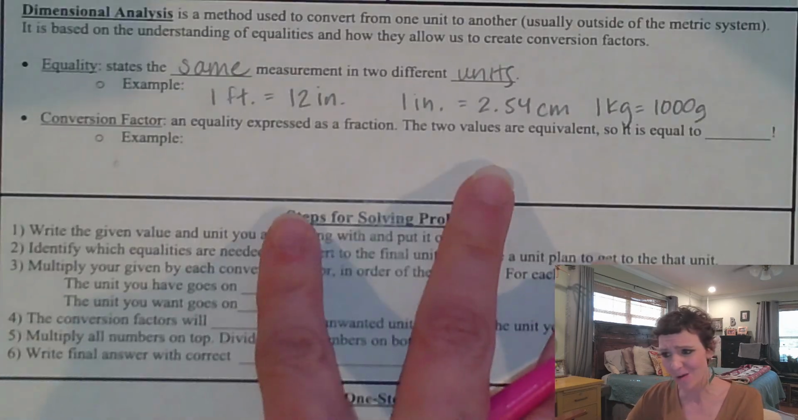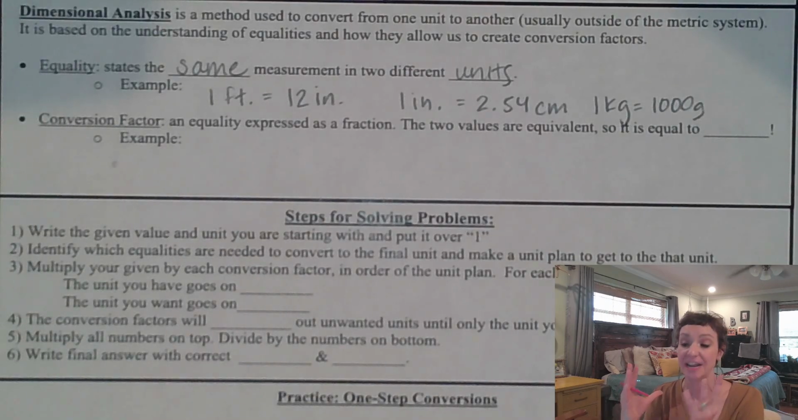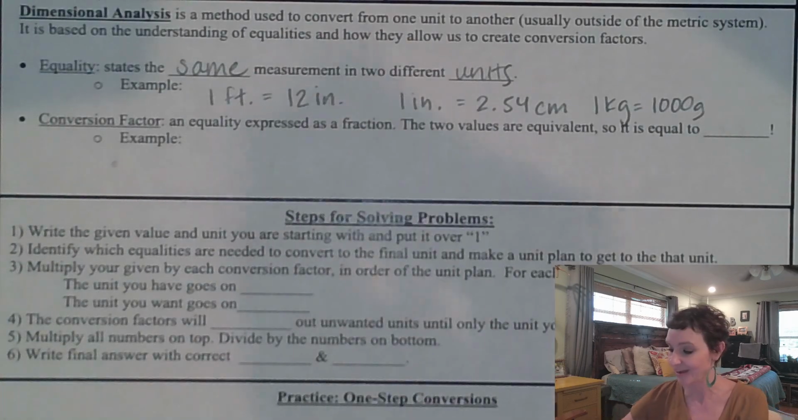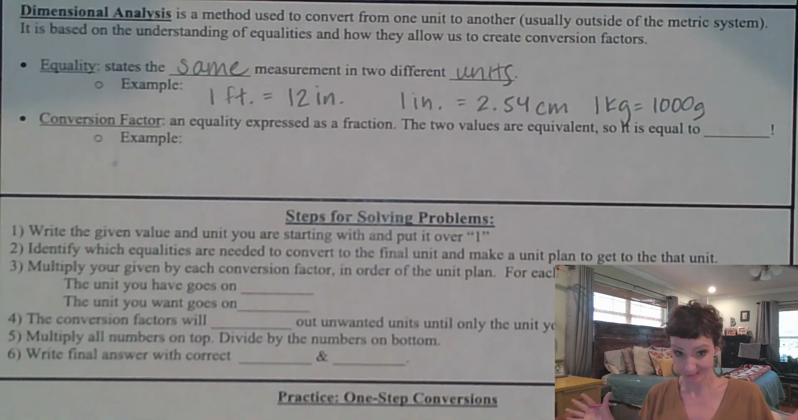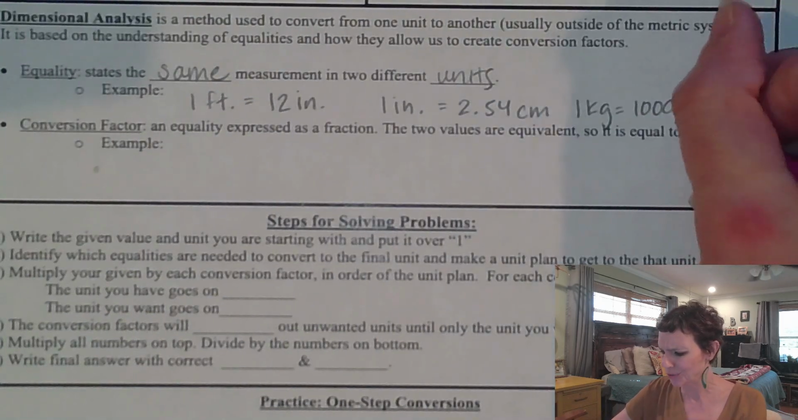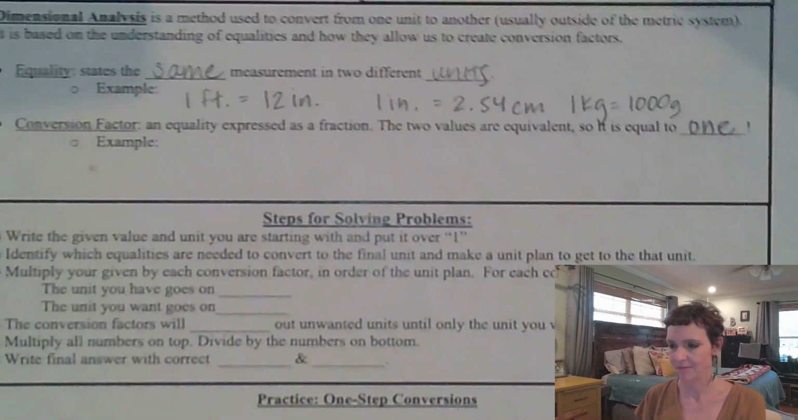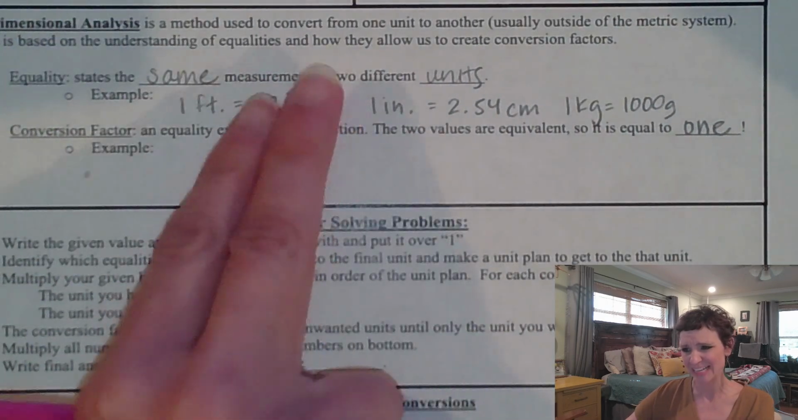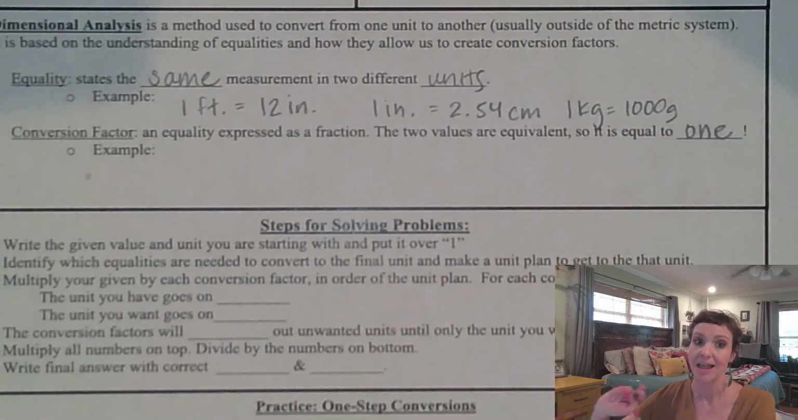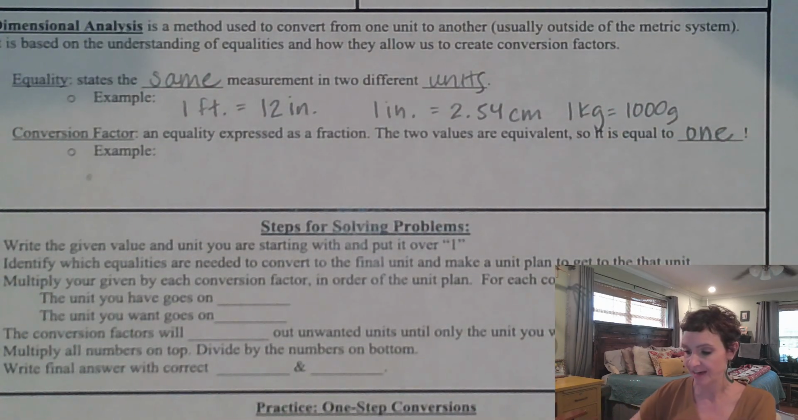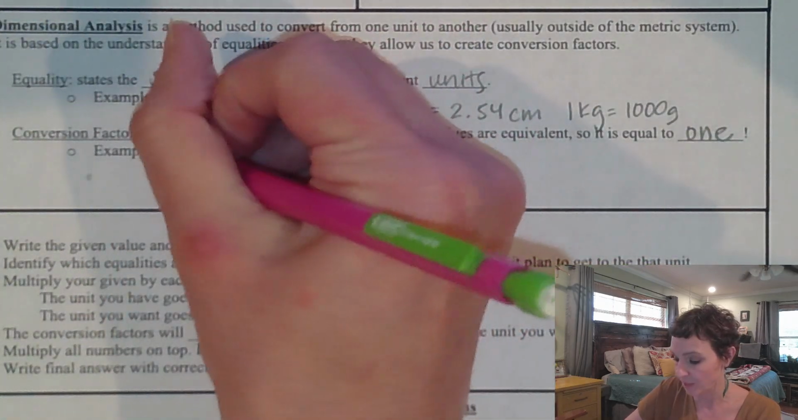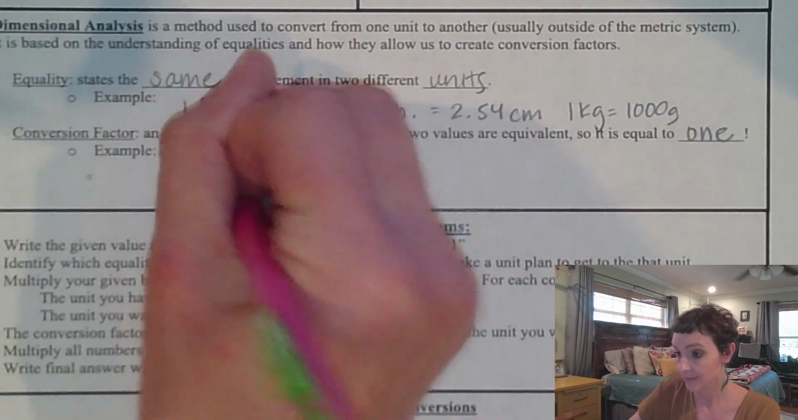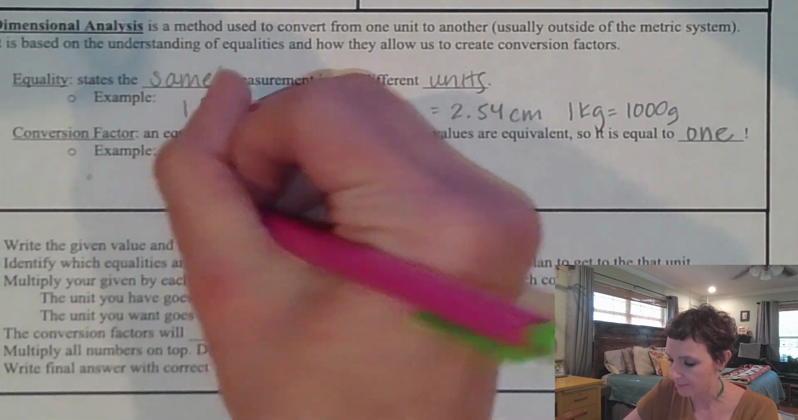So we can take these equalities and we can turn them into what are called a conversion factor. A conversion factor is an equality, but it's expressed now as a fraction, okay? The two values are still equivalent, so they're still the same. So it is equal to 1. Okay, and if you're like, I do not understand what she means by that, it's fine, we can move on with our life. So what we're actually going to do is we're going to take these equalities that we wrote up here and we're going to write them as conversion factors, meaning I'm going to take one guy and he will be on the top of my fraction, and then the other guy, he's going to be on the bottom.